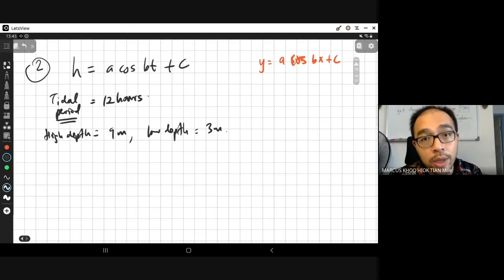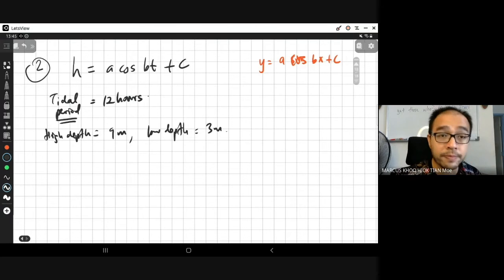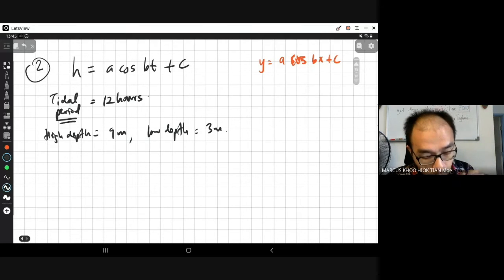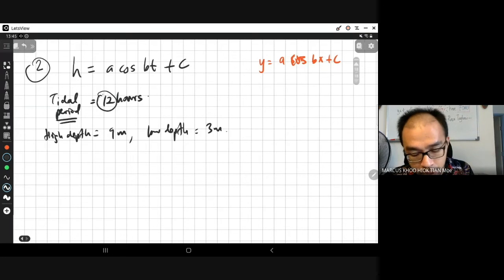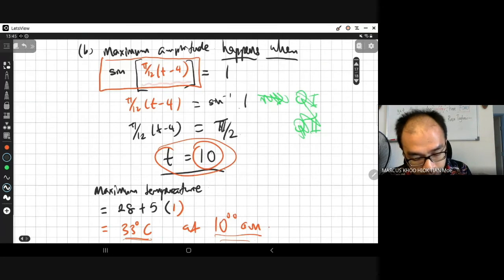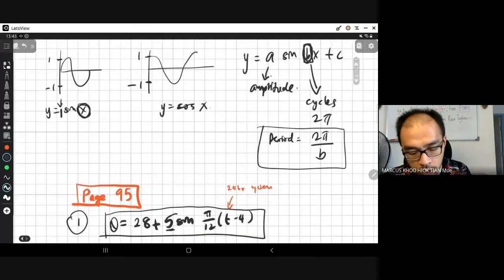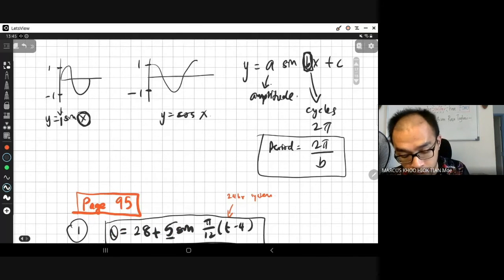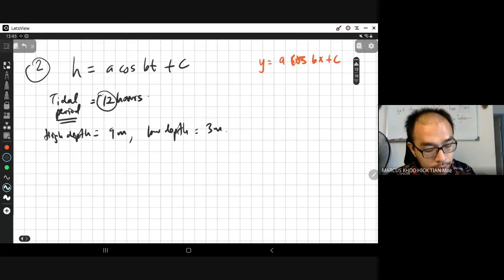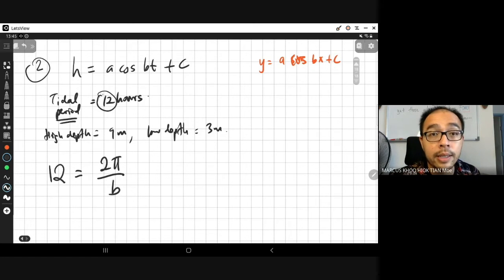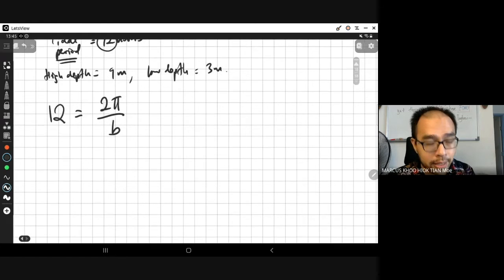Now the first thing that we can determine, which is the easiest, is the period, which is the value of the letter B. Why? Because we are given the period. If you remember from our question just now, when you want to find the period, we use 2 pi over whatever the letter B is. So let's use that. Our period is 12 hours, so 12 equals 2 pi over B. Can I have the value of B in terms of pi, please?